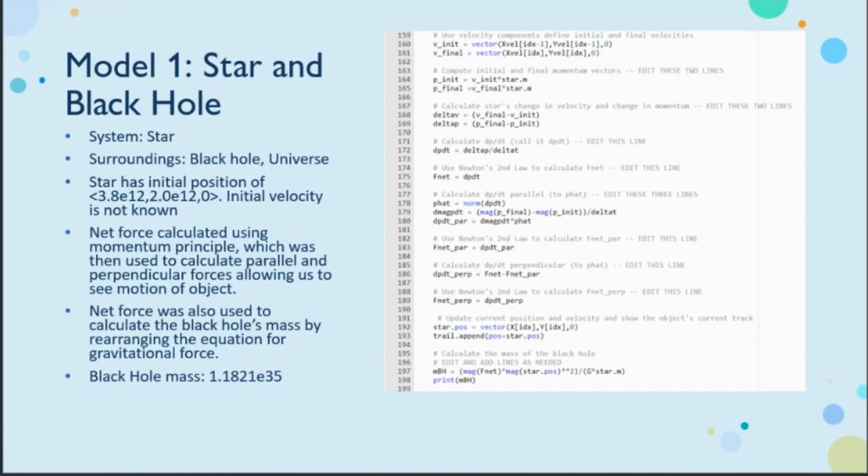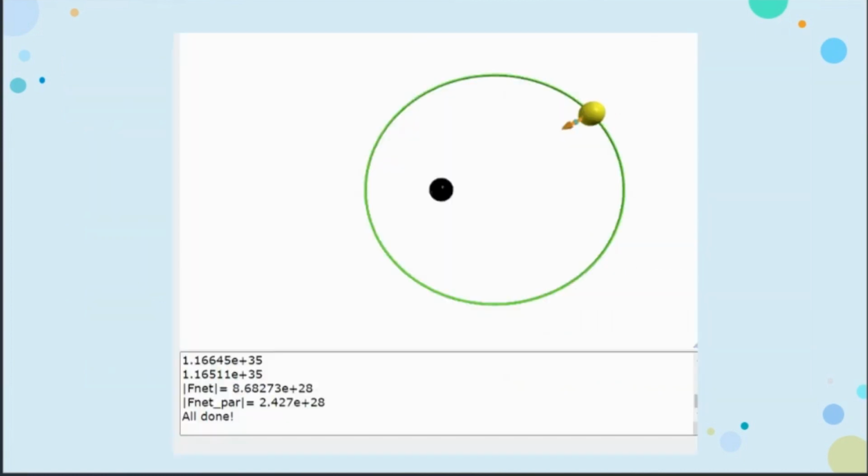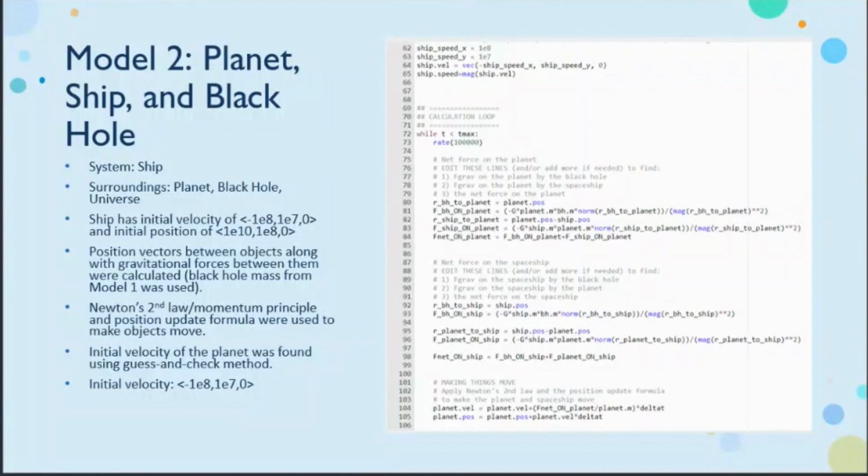The black hole's mass was 1.1821 times 10 to the 35 kilograms. This is the result. The mass I found was the average of all the masses calculated. In Model 2, the system was a ship, and the surroundings were the planet, the black hole, and the universe.